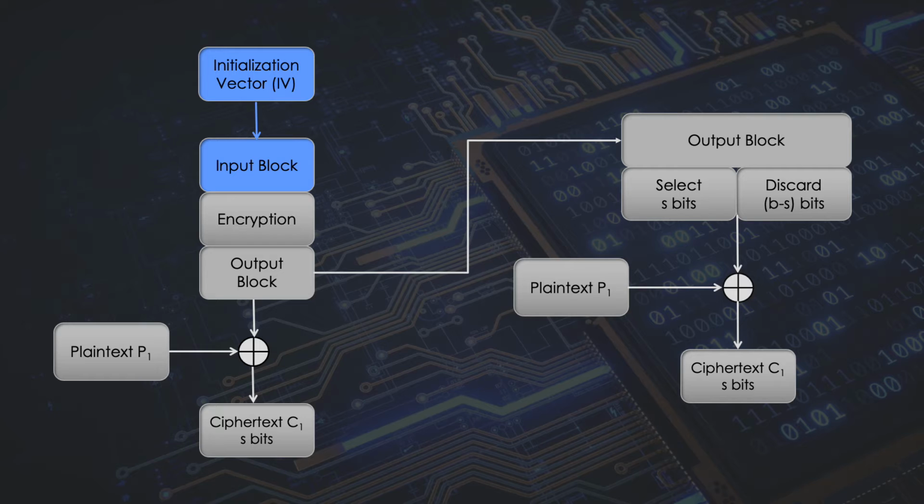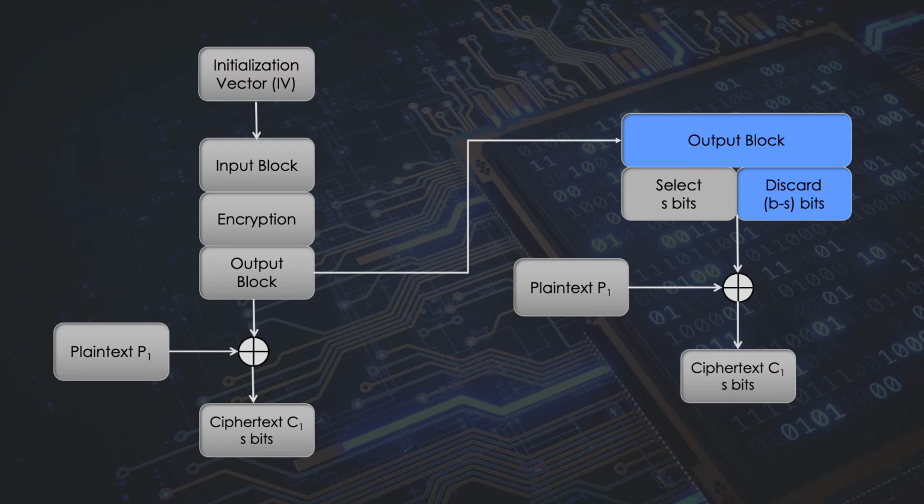The encryption process starts off with the first input block, which is the IV. The input block will be encrypted to produce the output block. Let's look further into the output block. The output block consists of two blocks, being the select block and the discard block. Basically, the leftmost S bits are selected while the rest are discarded.